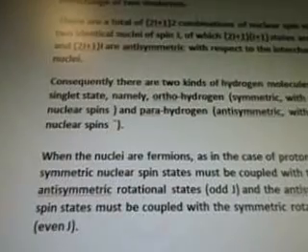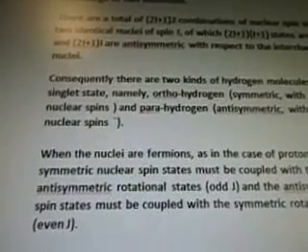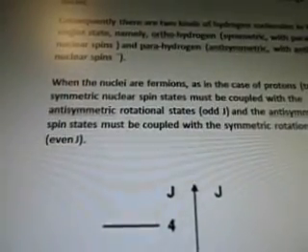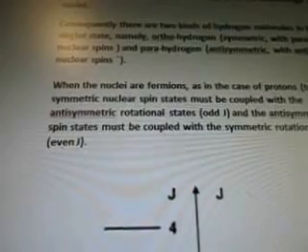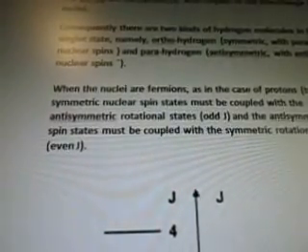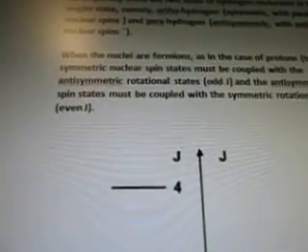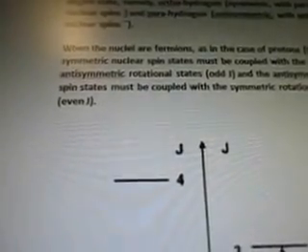Consequently, there are two kinds of hydrogen molecules in the singlet state, namely ortho-hydrogen, symmetric with parallel nuclear spins, and para-hydrogen, antisymmetric with antiparallel nuclear spins. When the nuclei are fermions, as in the case of protons and tritons, the symmetric nuclear spin states must be coupled with the antisymmetric rotational states, odd J, and the antisymmetric nuclear spin states must be coupled with the symmetric rotational states, even J.